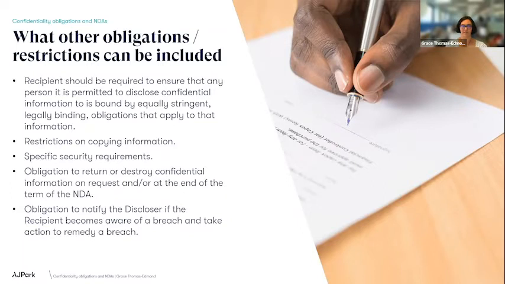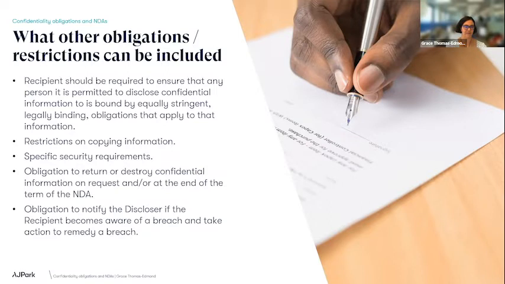And it's good to have the ability to request return or destruction at any time, rather than having to wait until the end of the term. Let's say the NDA has a term of 1 year or 2 years, but you might decide 6 months in that you don't want to go any further and you want to ask them to return or destroy all your confidential information at that point. And you'll often say they have to certify that they've done that.